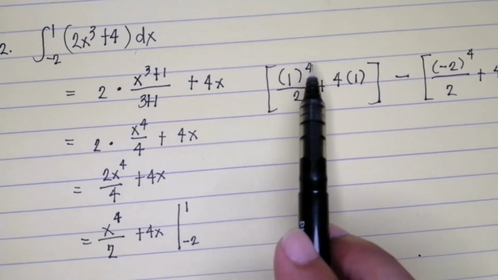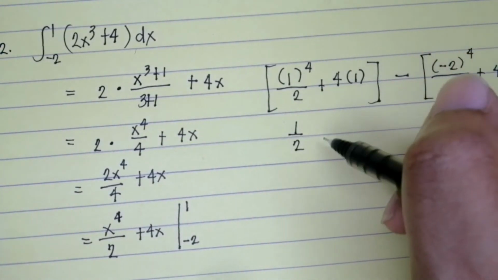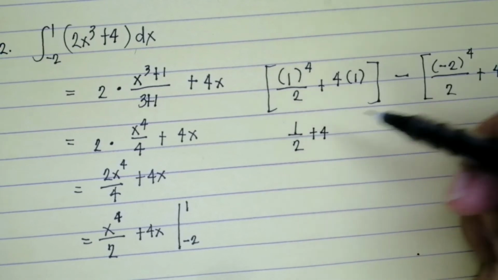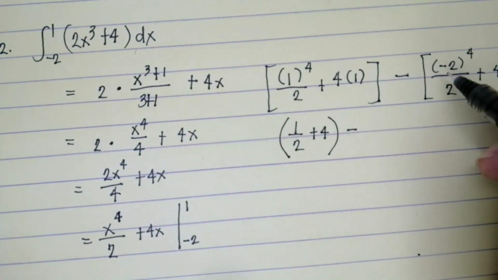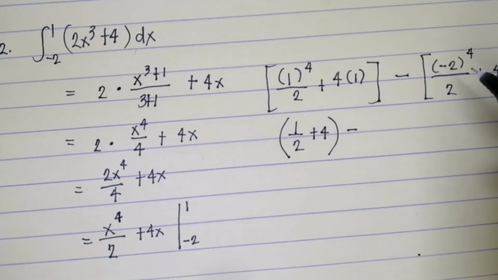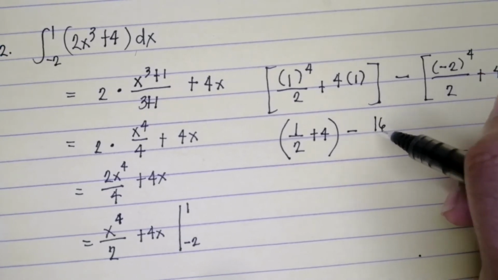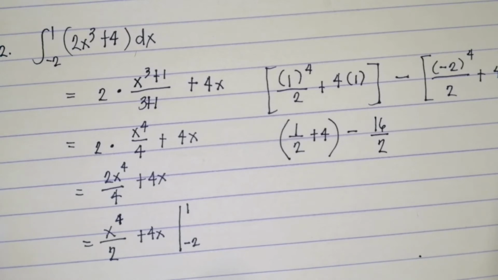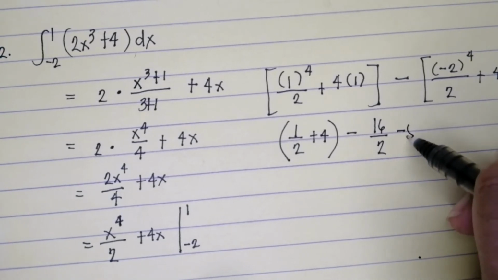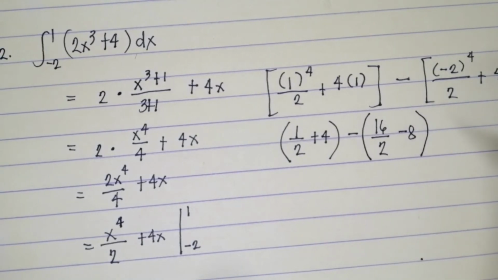Okay? 1 raised to 4 is simply 1. Copy 2. And then, 4 times 1 equals 4. Minus negative 2 raised to 4. That means negative 2 times negative 2 times negative 2 times negative 2. And the answer is 16 over 2. And then 4 times negative 2 equals negative 8. Ilagay natin palagi sa parenthesis para hindi tayo ma-confuse ng sign.